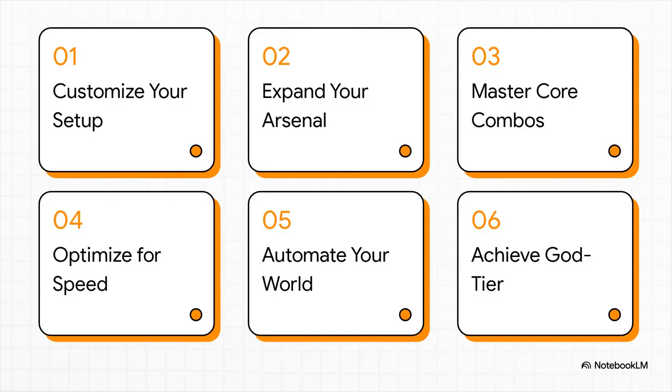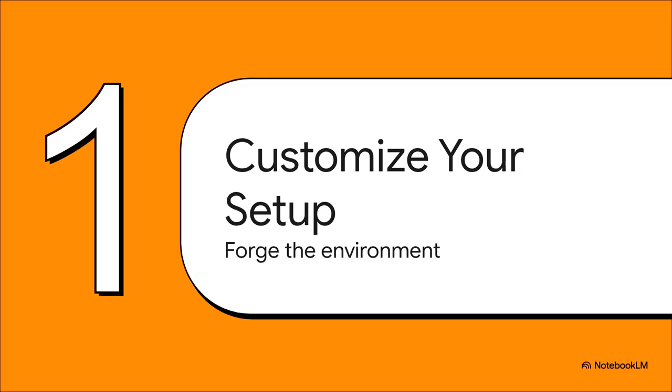So here's our roadmap to mastery. Think of it like a skill tree you're about to unlock. First, we'll customize your setup, then expand your arsenal. After that, we master the core combos, optimize for speed, automate your world, and finally, we hit what I like to call God tier. Let's do this. Okay, let's dive right in.